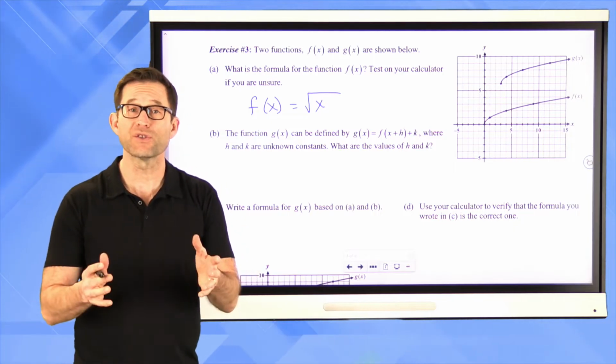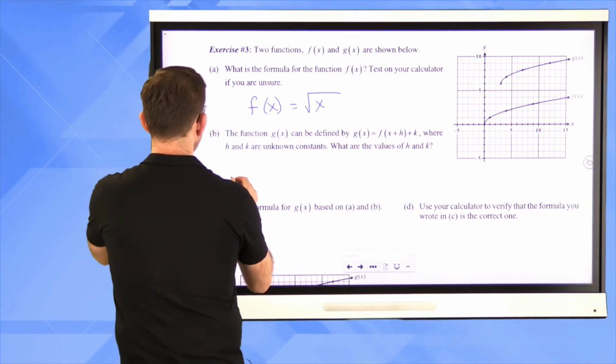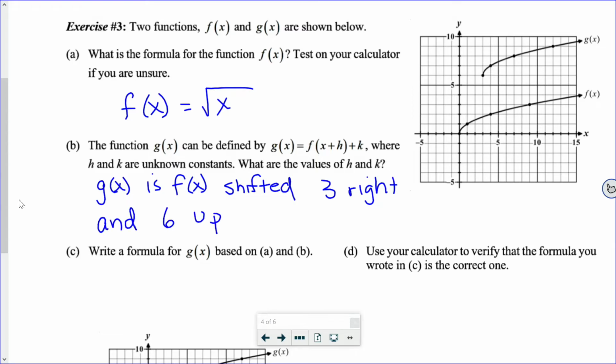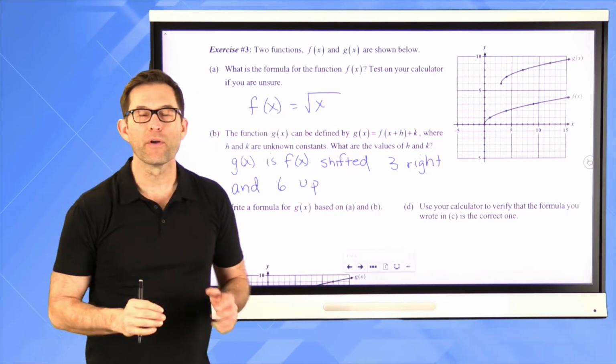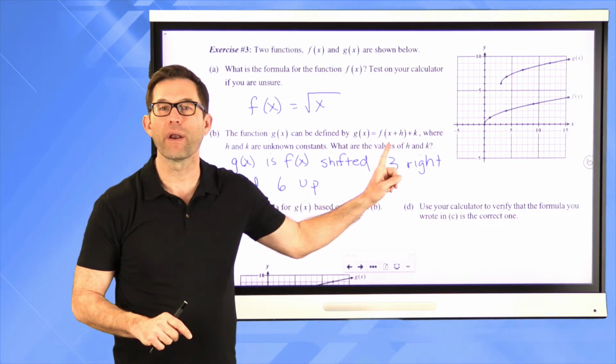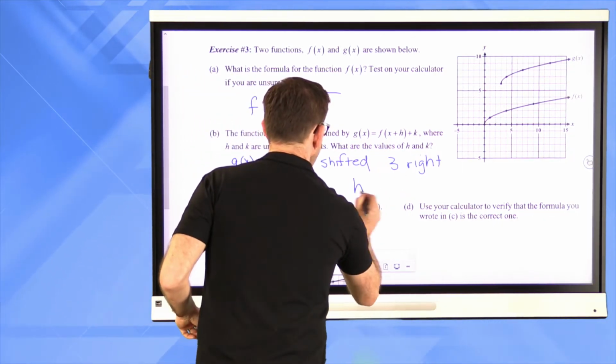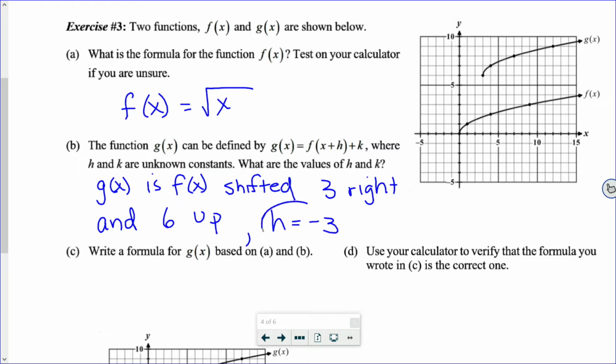All right, well, first let's talk about the shifts, right? g of x is f of x shifted 3 right and what? 6 up, right? 3 to the right and 6 up. Now remember, if we're shifting to the right, then whatever we're adding to the x has to be negative. So in this case, h is equal to -3, right? That 3 to the right tells us h is -3.